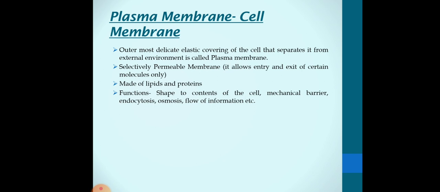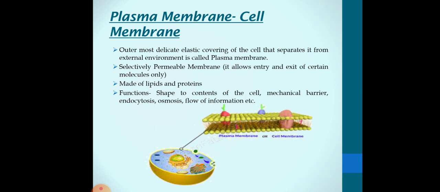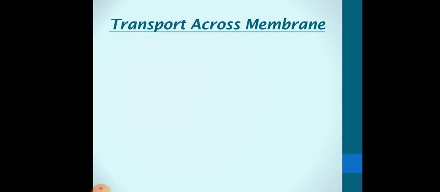What are the functions of the plasma membrane? The functions of the plasma membrane are that it provides shape to the contents of the cell, acts as a mechanical barrier, and is involved in endocytosis, osmosis, and flow of information. In this diagram, you can see this is the cell. The lower one is a cell, and there is a line which shows the plasma membrane. So the plasma membrane is the outermost covering of the cell. Okay, clear?